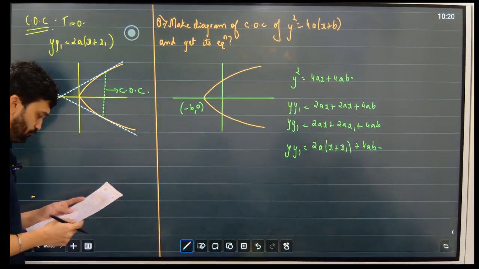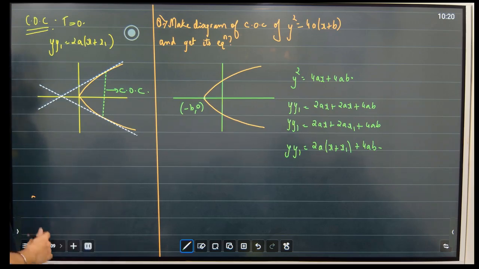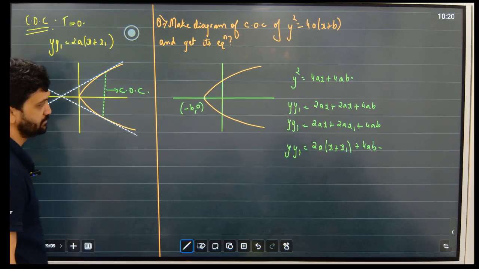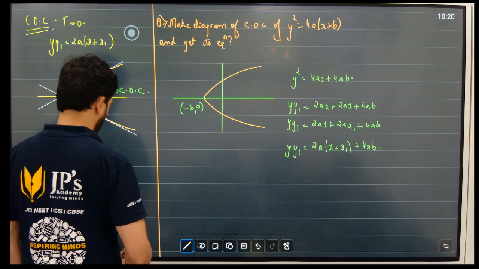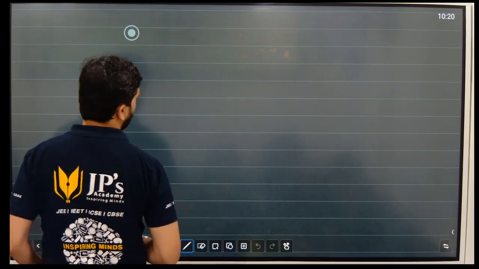So this is the chord of contact. Okay, so y y1 is equal to 2a bracket x plus x1 plus 4ab. This is going to be your chord of contact.